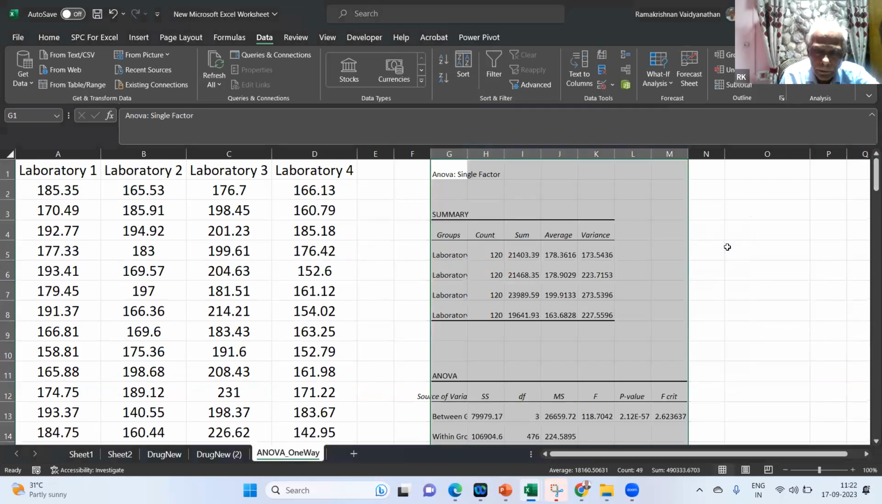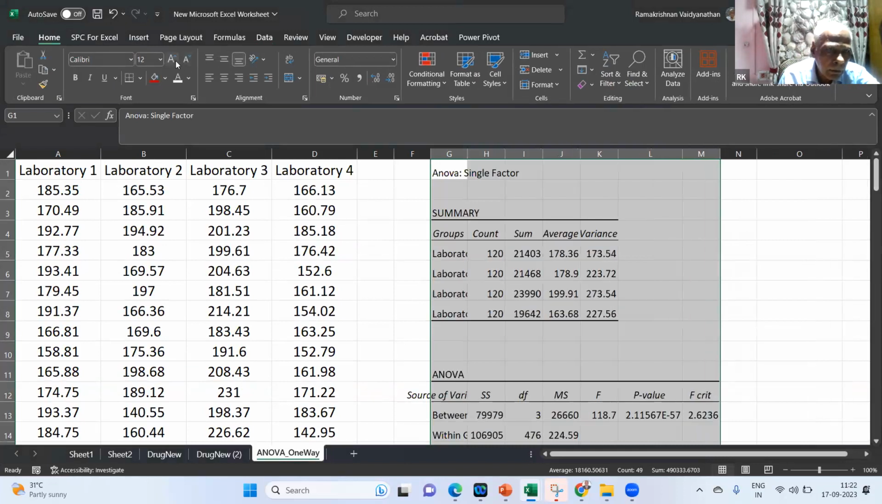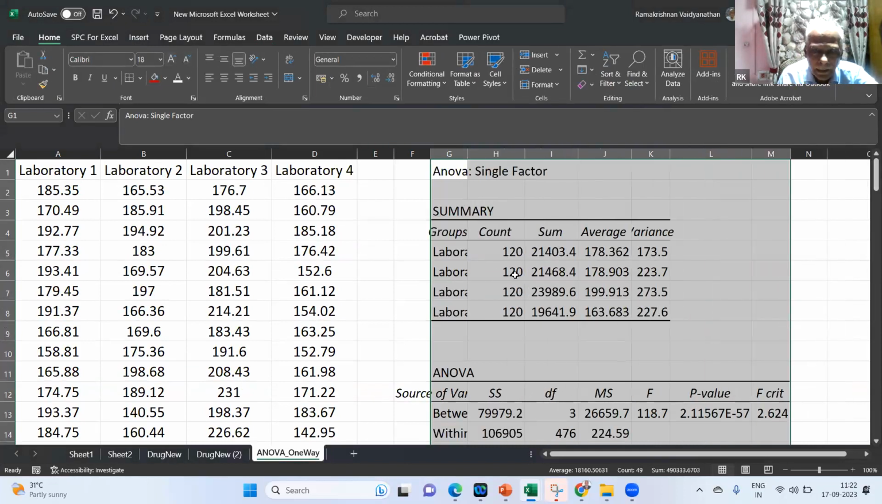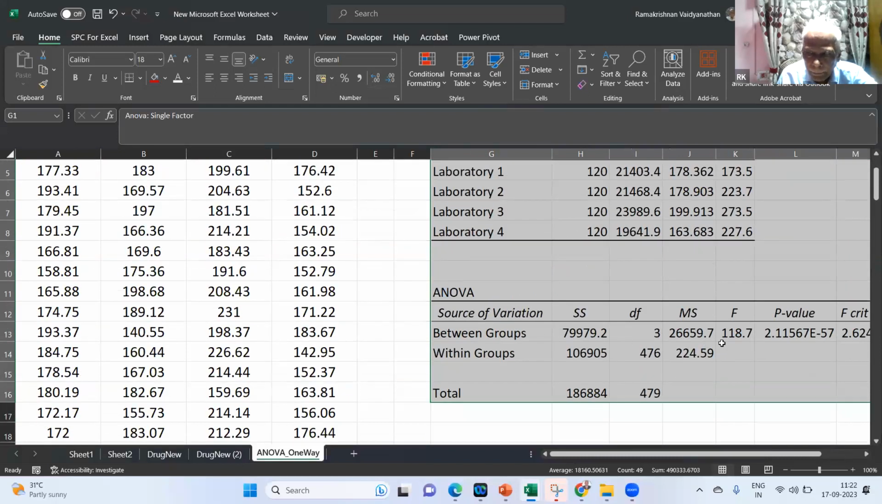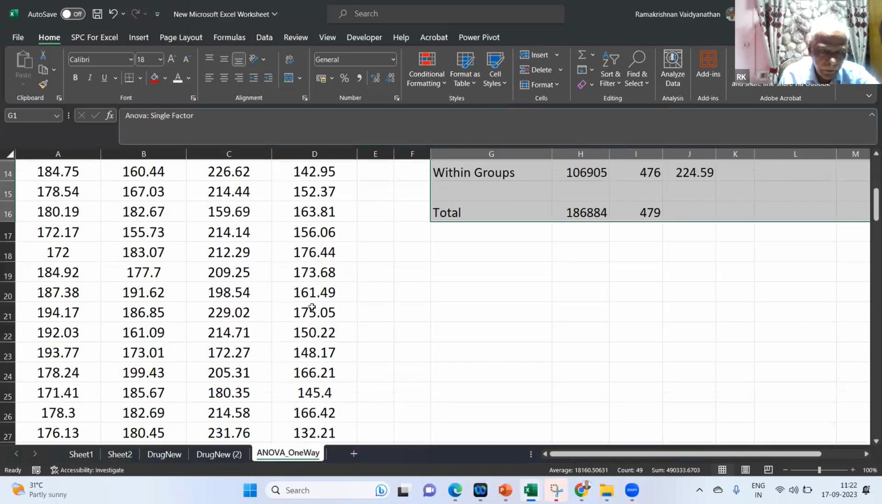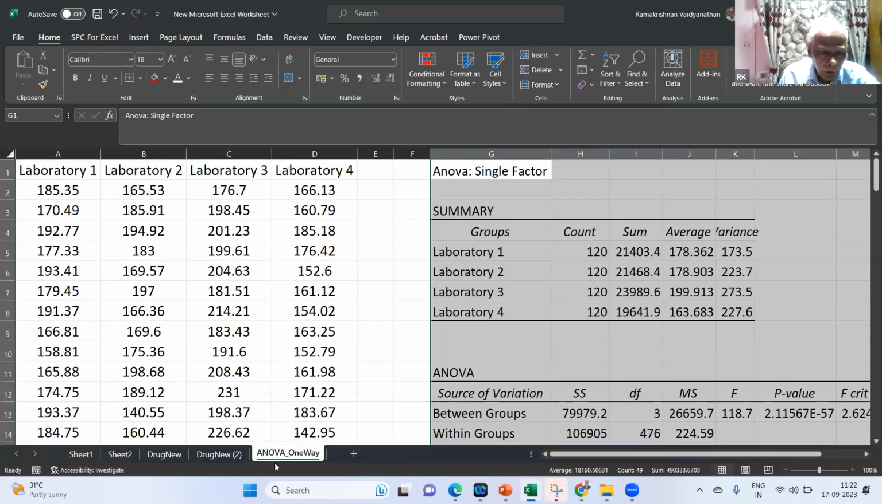What comes the response? See here, I will make this size bigger. So you will be able to see this, right? So ANOVA single factor, and then p-value is 2.11 e power minus 57, right? And therefore the decision is reject the null. That means there is a difference in performance among these. Okay.